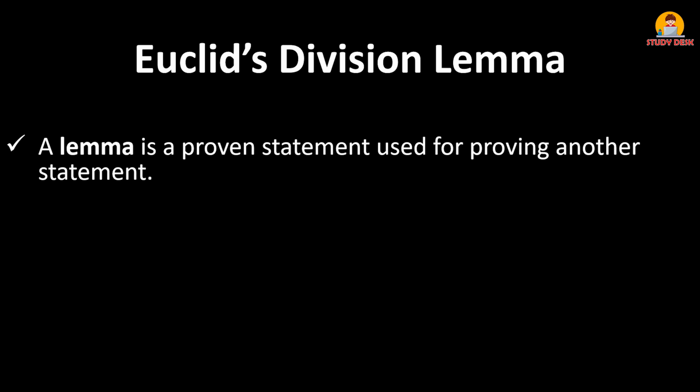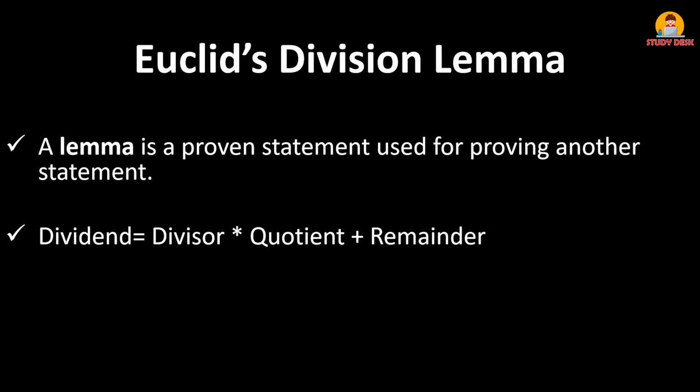With these three examples, let's discuss what is Euclid's division lemma. First of all, what is a lemma? It is a proven statement that is used for proving another statement. A lemma is a proven statement that is used for proving another statement, a statement which is already proven to be true and that you are using to prove something else. So we have been learning throughout, dividend equals divisor into quotient plus remainder, in our previous classes.